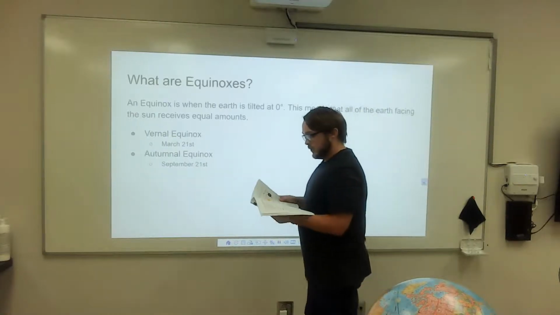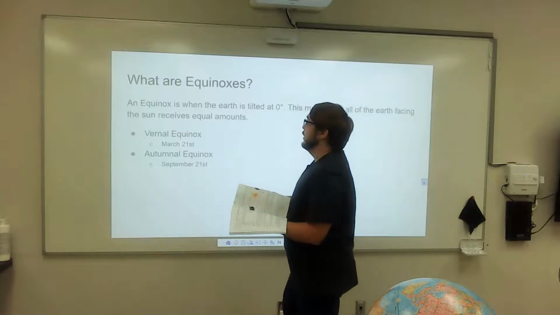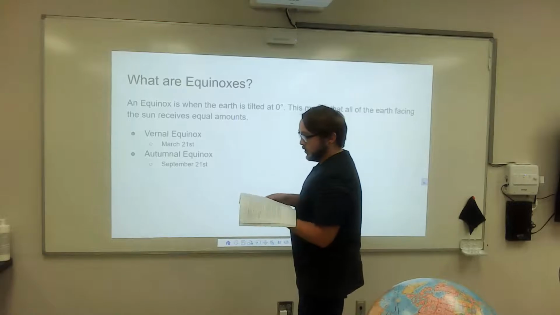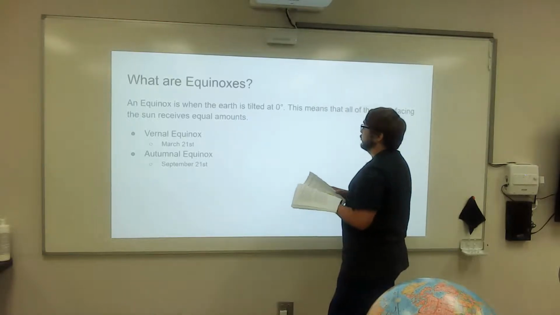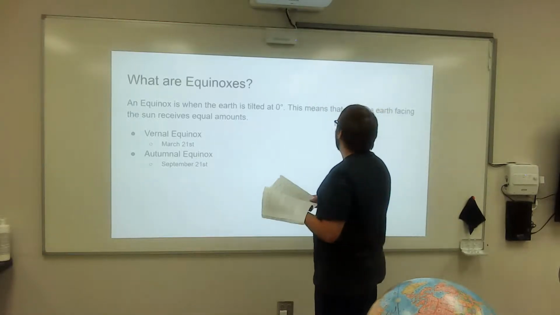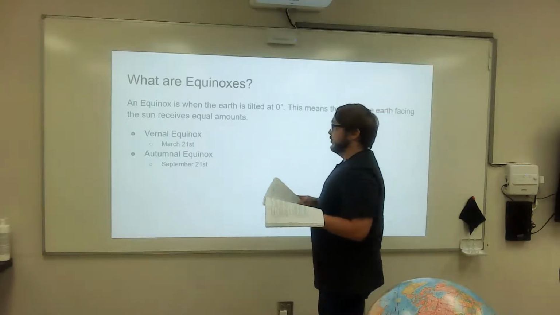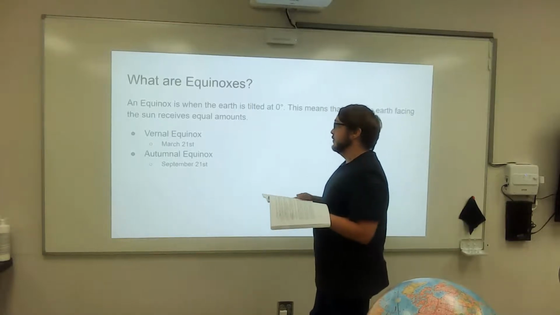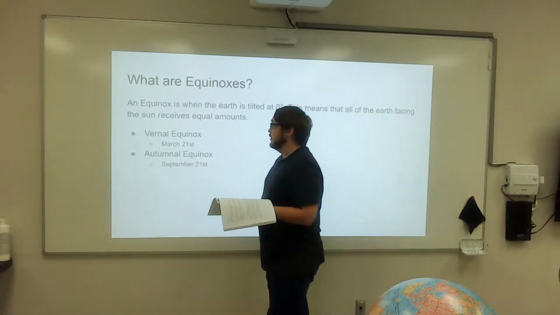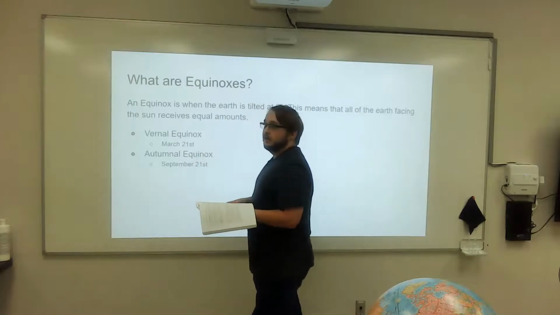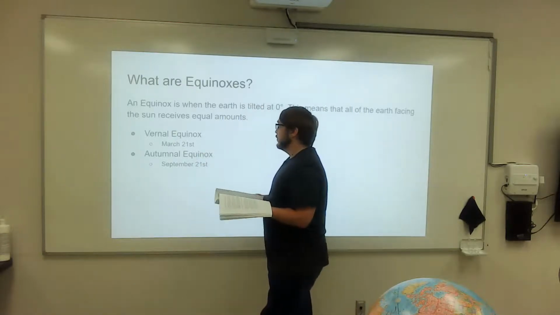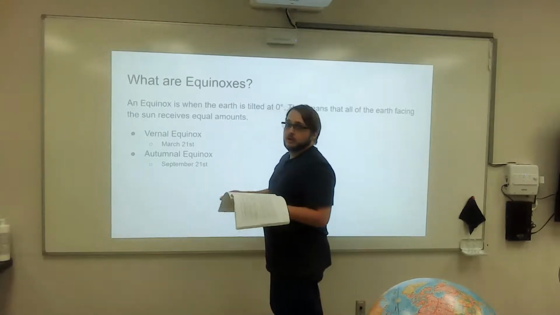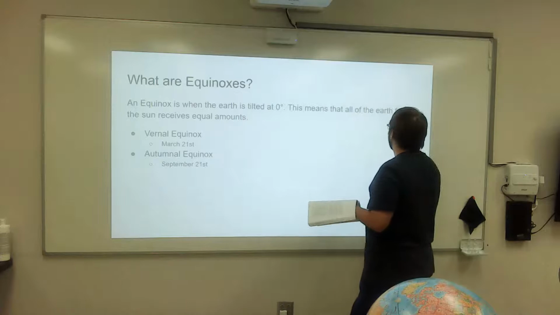All right. Next, we're going to be covering equinoxes. An equinox is when the Earth is tilted at 0 degrees. That means that all of the Earth that is facing the sun receives equal amounts of sunlight. First we have the vernal equinox, which is on March 21st. And then we have the autumnal equinox, which is on September 21st.